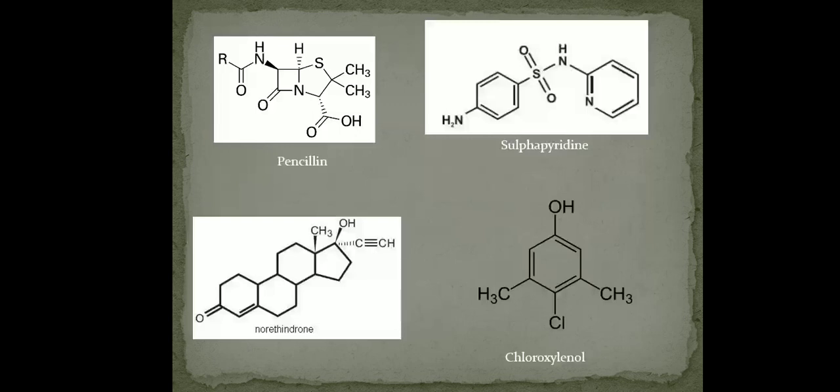On my top left, you can see penicillin, then sulfapyridine, then norethindrone, then finally comes chloroxylenol. So you can clearly see in penicillin, you have a carboxylic group. In sulfapyridine, you have NH2. In norethindrone, you have a double bond. And in chloroxylenol, you have a phenolic group.